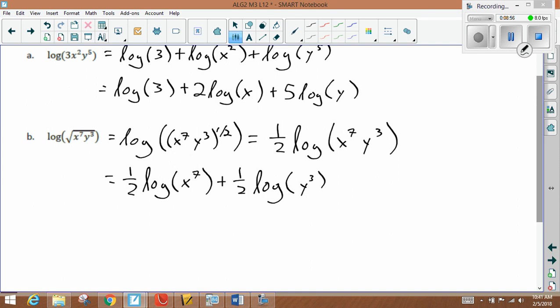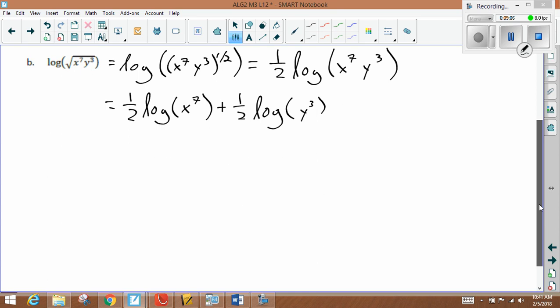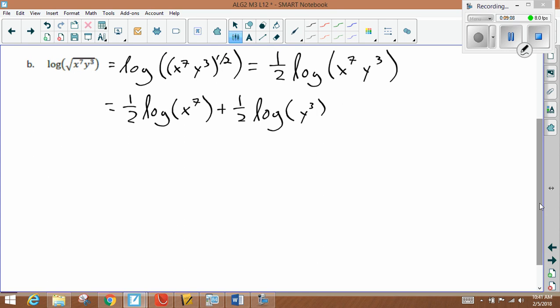What would we put in it? Like the 7 in front of the log. We do. So that 7, if I multiply 1/2 times 7, I get 7/2, right? And if I multiply 1/2 times 3, I get 3/2. And there it is.